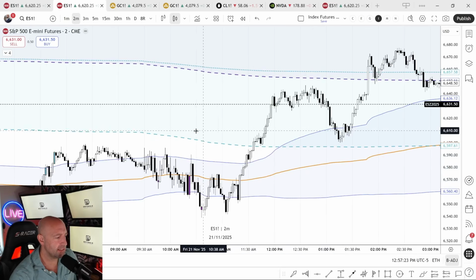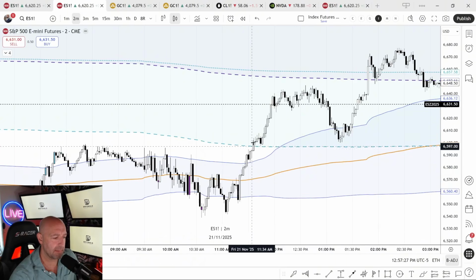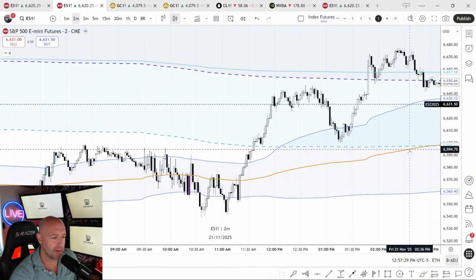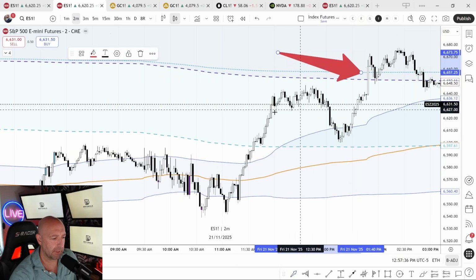So what you see here is ES on the 2-minute. You see the Globex VWAP, its 1 standard deviation band. You're seeing the weekly deviation lower band and the monthly deviation lower band. And right here is the weekly VWAP.